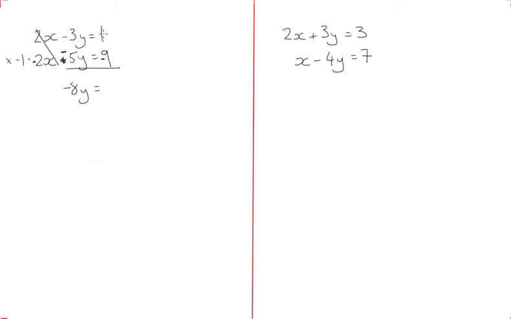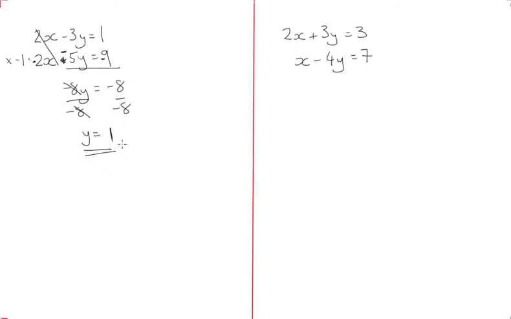And 1 minus 9 is minus 8. Divide both sides by minus 8. That would cancel. So you're left with y is equal to minus 8 divided by minus 8, which is 1. Because dividing a minus by a minus gives you a positive, okay? So y is equal to 1. Now we know what y is equal to.